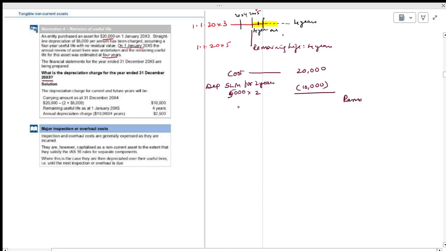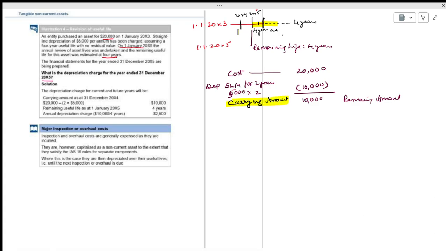Now, what is the remaining amount? The remaining amount is 10,000. This remaining amount is called the carrying amount. Any time after depreciation, the remaining amount is called the carrying amount. We will not say remaining amount; we say it is the carrying amount. This is the carrying amount after 2 years.